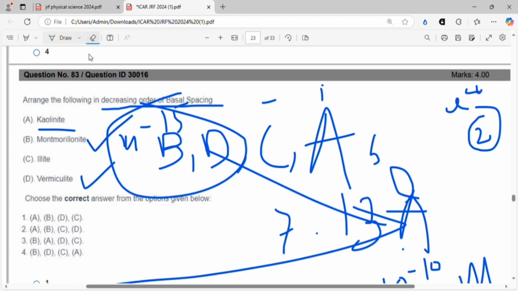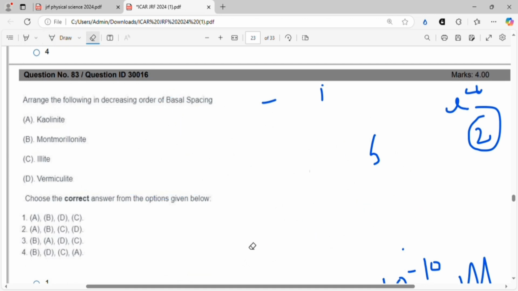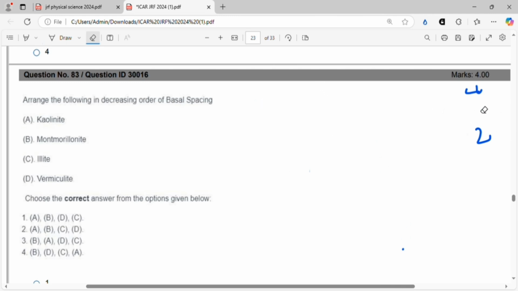You can read it from any standard books. It is in all the ISSS and all the standard textbooks of soil science. You have to read this and you have to remember. Remembering the value might not be that important, but it's better if you remember the values of the common minerals, like I said, kaolinite having 7.13. But the order you have to remember, and it is not hard. Also, you can remember it easily.